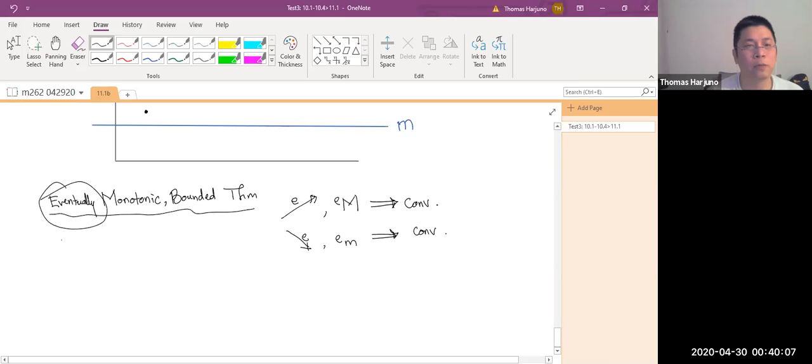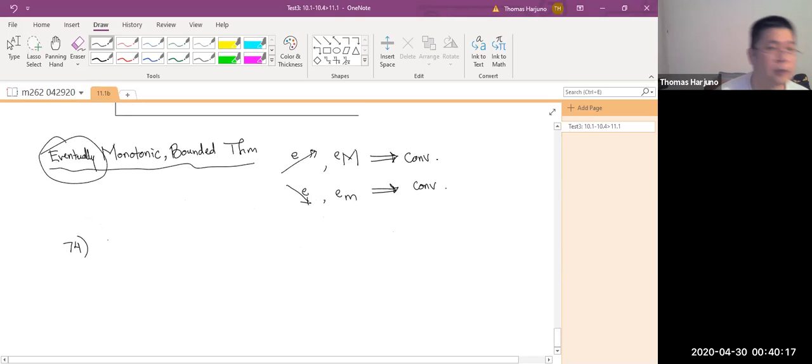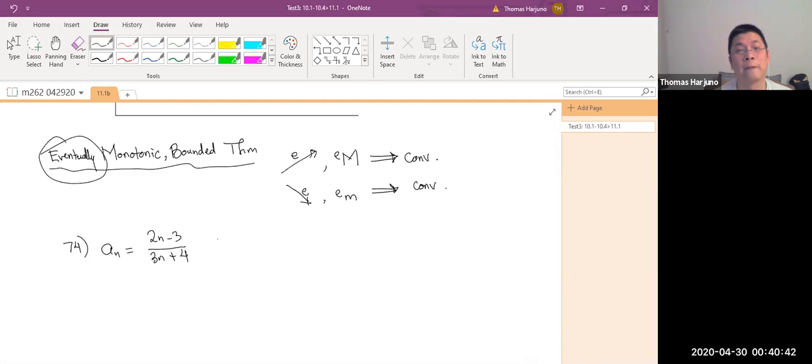Let's take a look at, for example, number 74. The question is: is the sequence a sub n equals 2n minus 3 over 3n plus 4 increasing or decreasing? I don't want to think too hard though. Should I use the derivative? Let me use the derivative.